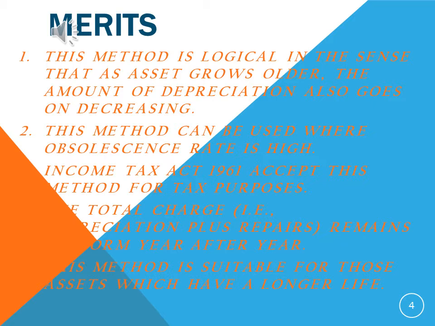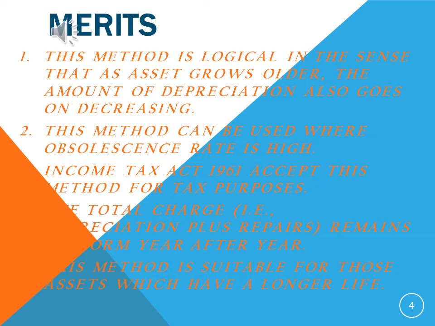If we see the merits, the advantages in reducing balance method, the first point says that it is very logical. If we think about the asset, it grows older by time and the depreciation goes on decreasing, whereas in straight line method the depreciation is the same every year. But here in reducing balance method it goes on decreasing because we are calculating depreciation on the book value of the asset, on the value of the asset at the end of the previous year.